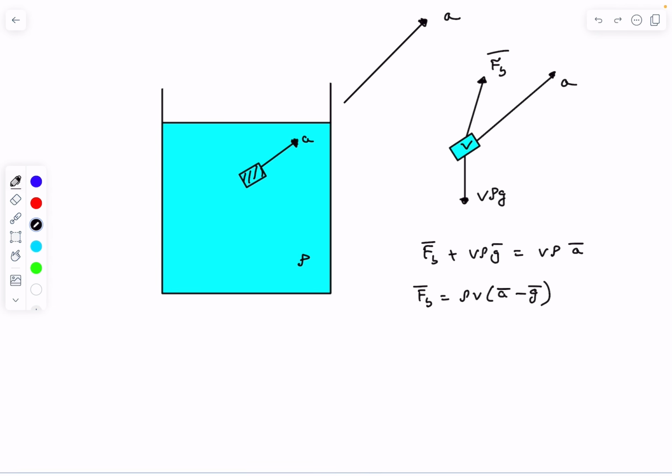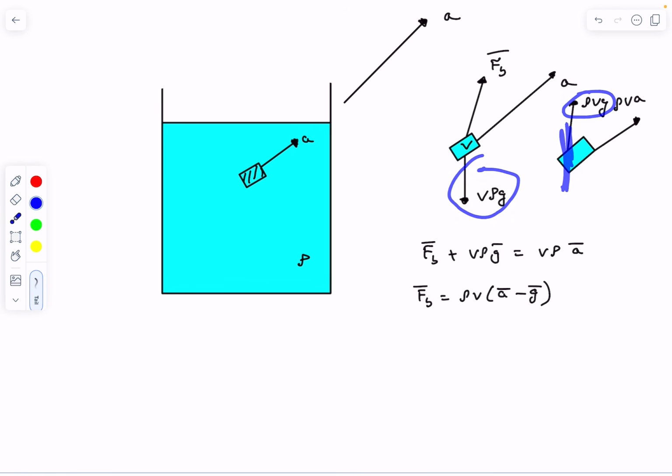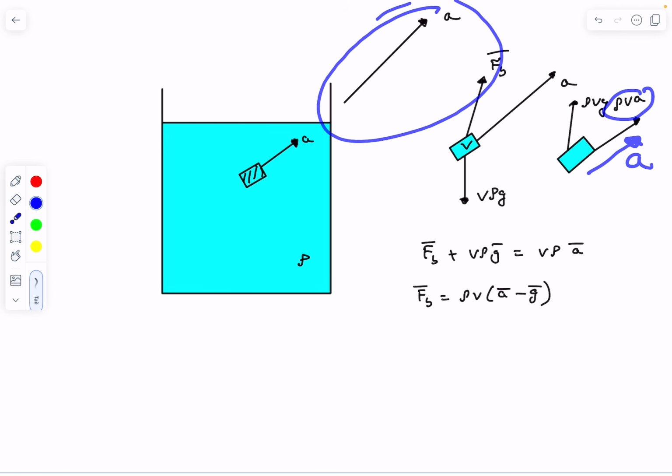So basically, if I want to redraw its FBD and write down its buoyancy force directly, one component is rho V a vector, which means it will be in the direction of the a vector, and its magnitude is rho V a. And one component is minus rho V g, meaning its direction is opposite to the g vector, so it will be in the vertically upward direction, rho V g. And as you can see, this rho V g cancels out with the weight, and therefore the object does not have any vertical acceleration, and this rho V a will provide an acceleration a similar to the acceleration of the container. So now we can analyze the given problem.